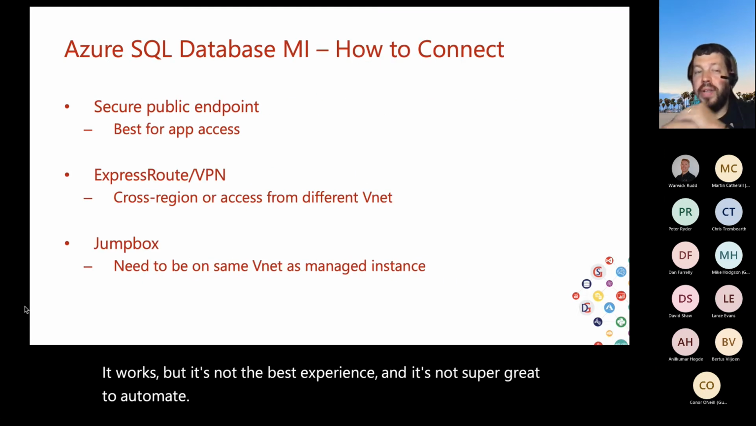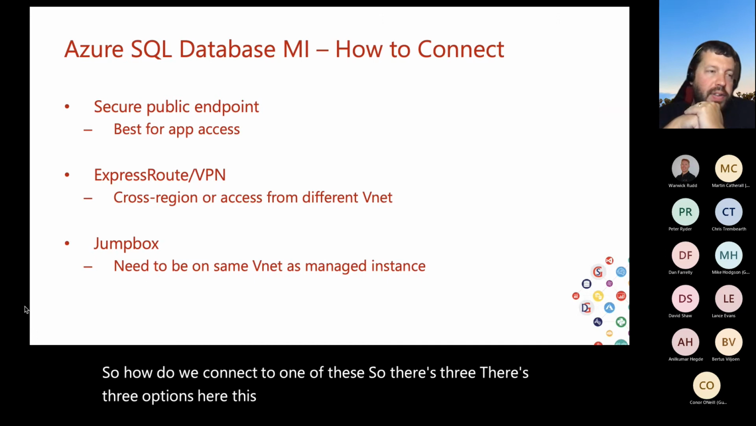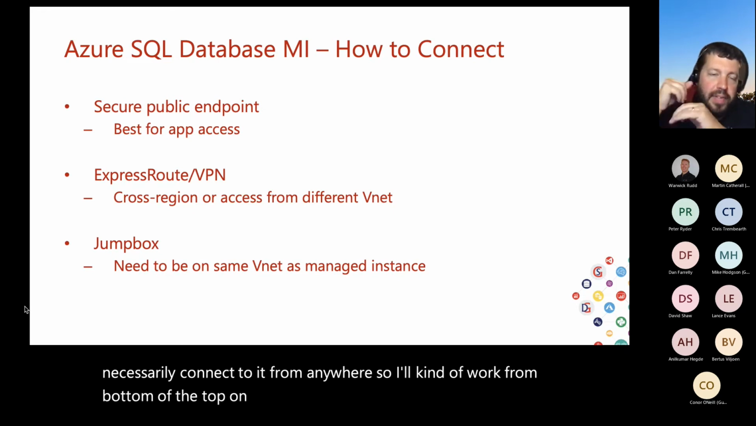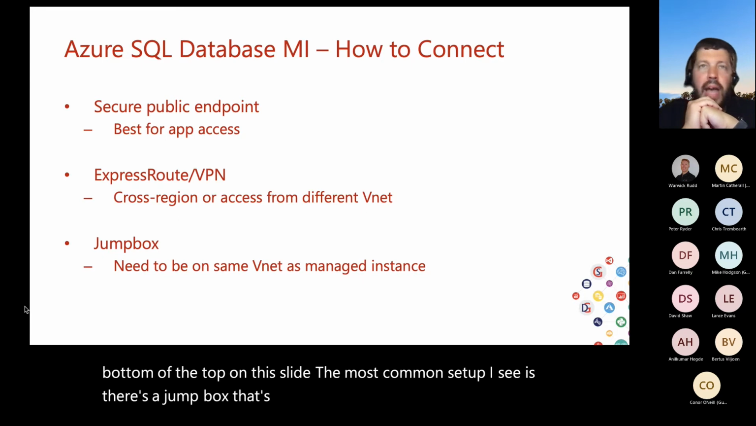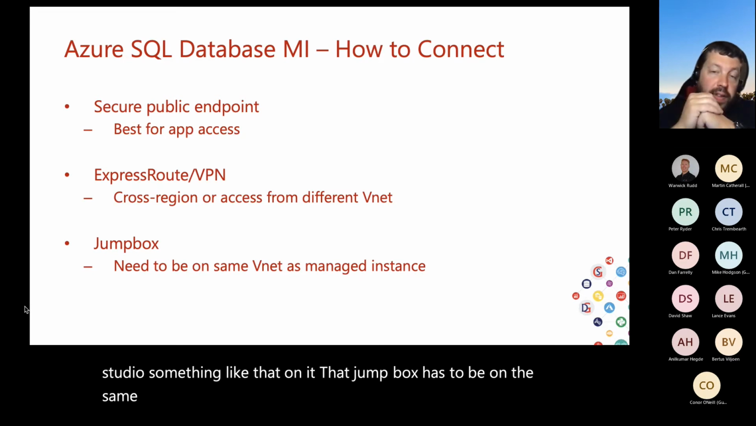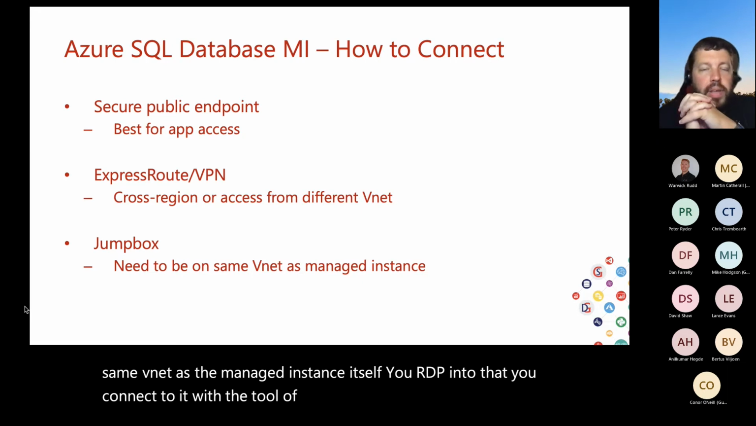So how do we connect to one of these? There's three options here. This is not just I've spun this up and I can necessarily connect to it from anywhere. So I'll kind of work from bottom to top on this slide. The most common setup I see is there's a jump box that's got Management Studio, Azure Data Studio, something like that on it. That jump box has to be on the same VNet as the managed instance itself. You RDP into that, you connect to it with the tool of choice, and you're there.